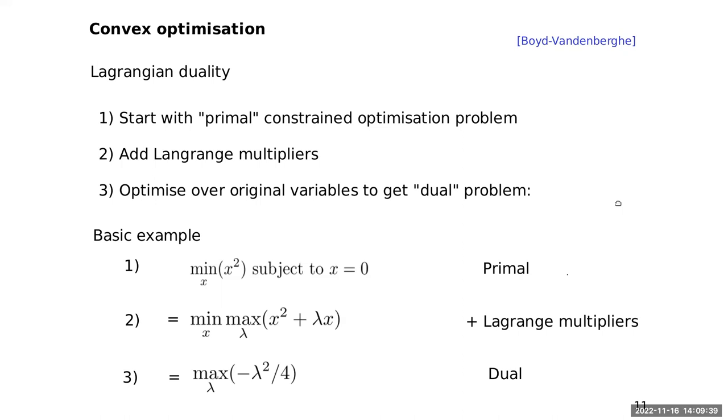Now, here's a very basic example to illustrate what we're doing here. So step one, we have this minimization problem, which I think even I could do, which is minimize x squared subject to x equals zero. Step two, I'll add the Lagrange multiplier, that's this lambda here. So we have a min max. And then we have some theorems in convex optimization which say when we can swap these two, when min max equals max min. If we swap them and then do the minimization over the original variables, as I said, you get this, which I can also check is equivalent to this.